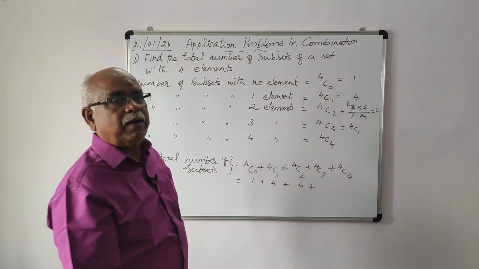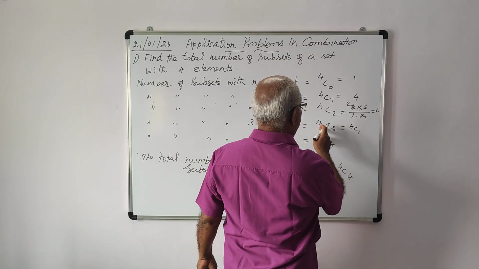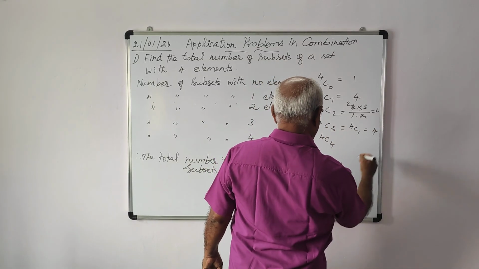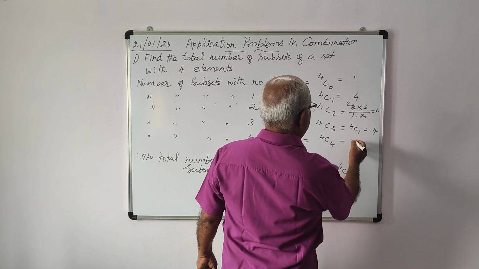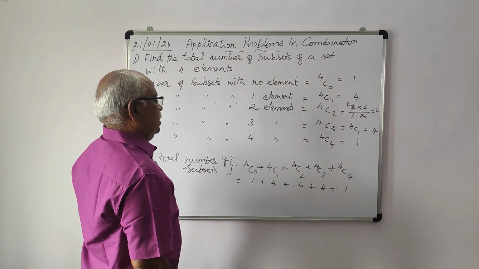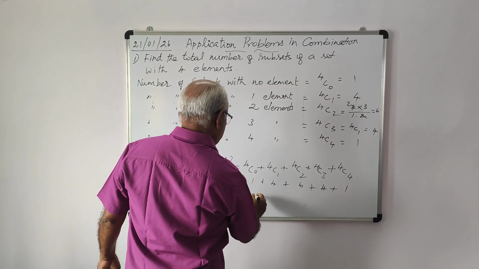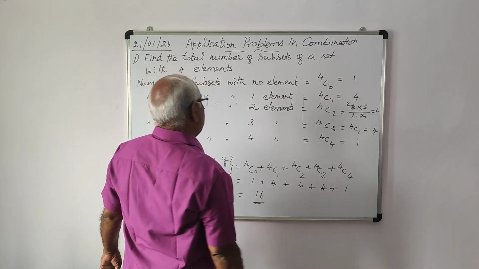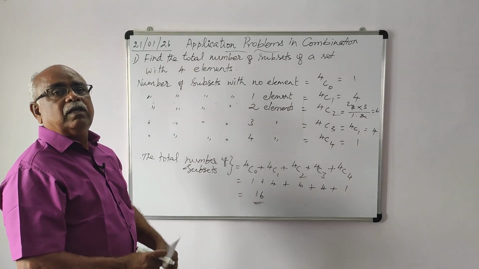You know already nCr is equal to nC(n minus r). Therefore 4C3 is equal to 4C(4 minus 3), which is 4C1, that is 4. And 4C4 is 1, since nCn is 1. Therefore the total subsets are 1 plus 4 is 5, plus 6 is 11, plus 4 is 15, plus 1 is 16. So the number of subsets of a set with 4 elements is 16.